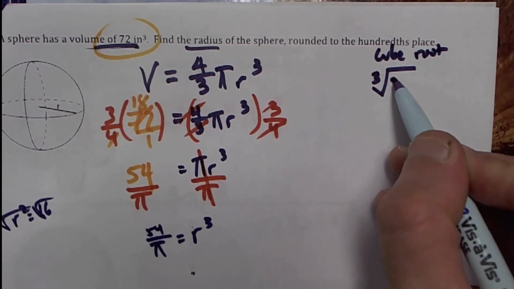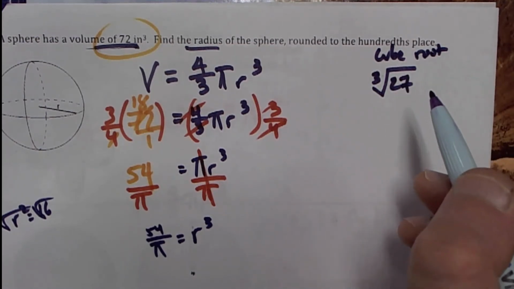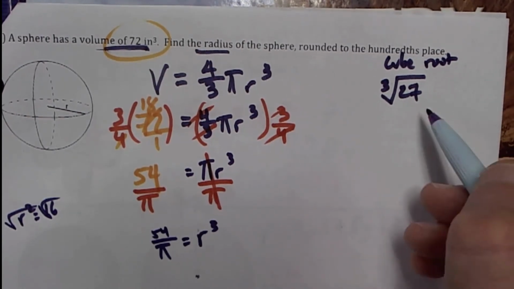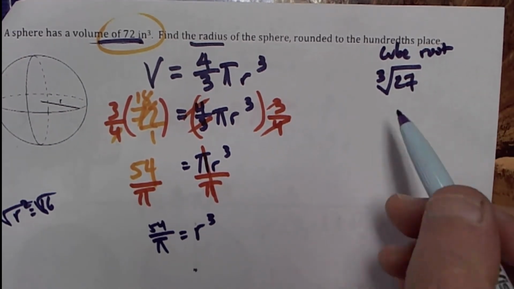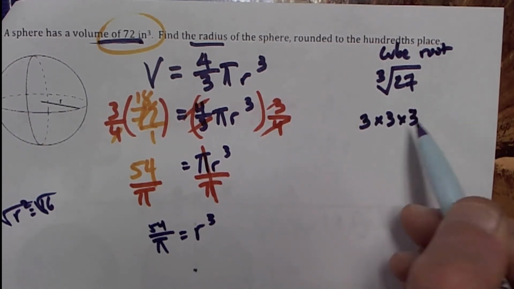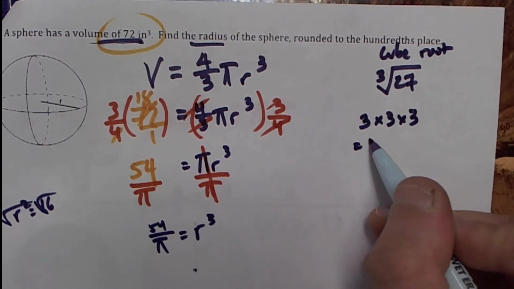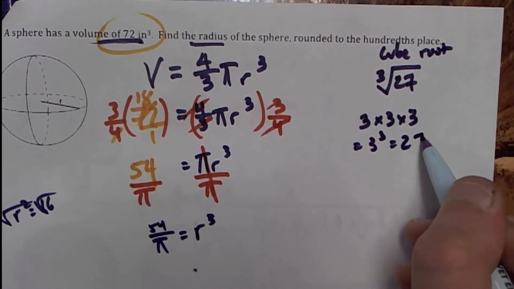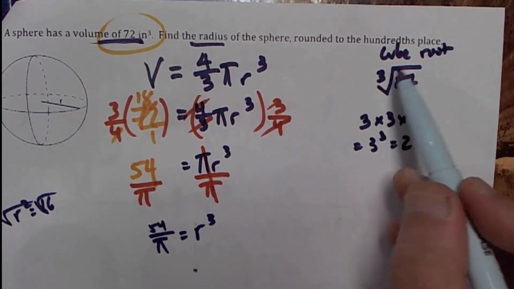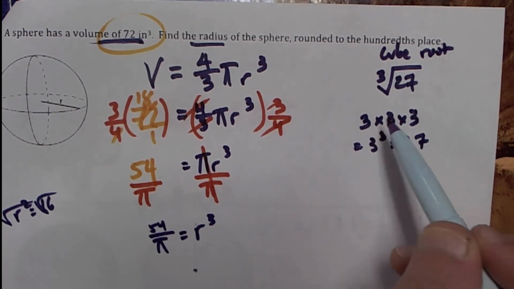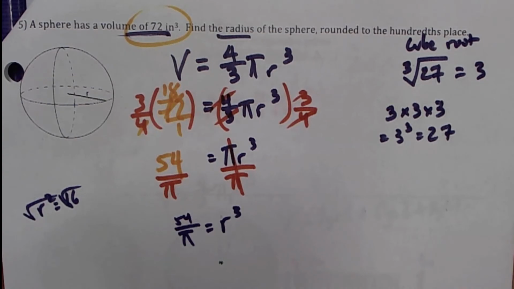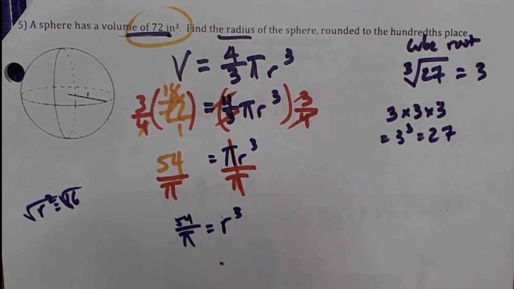So for example, it's not the same as square root. The cube root of 27 is what? You think to yourself, what number cubed gives you 27? What number times itself 3 times gives you 27? Well, that's 3, right? Because 3 times 3 times 3, 3 cubed equals 27. So again, cube root is the inverse of that. That's 3. Okay.